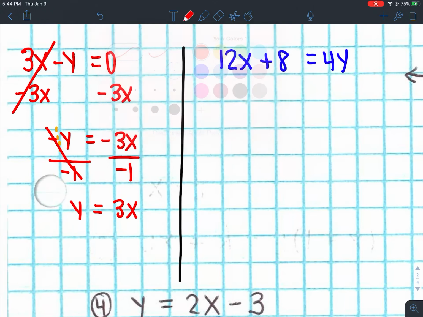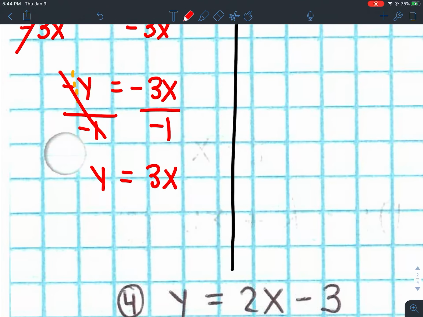Okay. Before we move on to the blue, let's graph this red one. Our slope here, remember slope is going to be your m, it's attached to the x. Our slope here is positive 3 over 1.